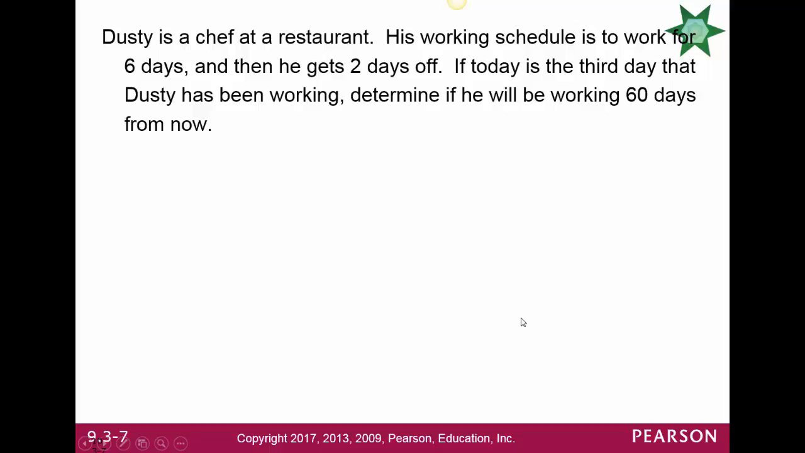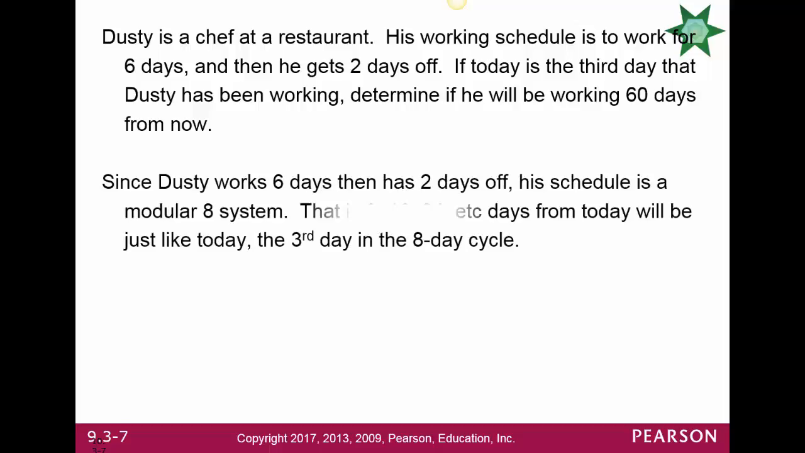Okay, another one here. Dusty's a chef at a restaurant. His working schedule is to work for 6 days, and then he gets 2 days off. If today is the 3rd day that he's working, determine if he'll be working in 60 days from now. Okay, so since he works 6 days and then has 2 days off, this is actually a modular 8 system. So in other words, his cycle of working goes 8, 16, 24, etc. So take the 60 days that we're interested in and divide by 8, and we get a remainder of 4.